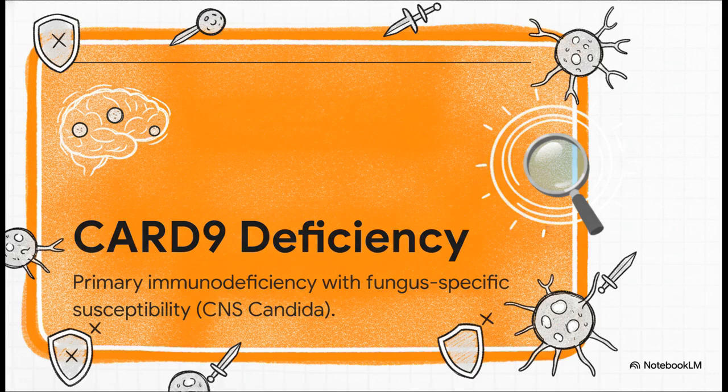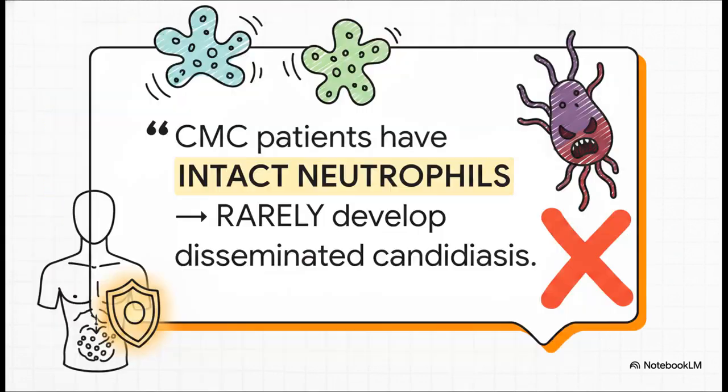It's this very specific, isolated defect that leaves the patient totally wide open to central nervous system candidiasis. Okay, watch out, because here is a massive trap. It is so incredibly tempting to think, oh, this patient has chronic mucocutaneous candidiasis. They must be at risk for a devastating bloodstream infection. But no, actually scratch that. They almost never get it.